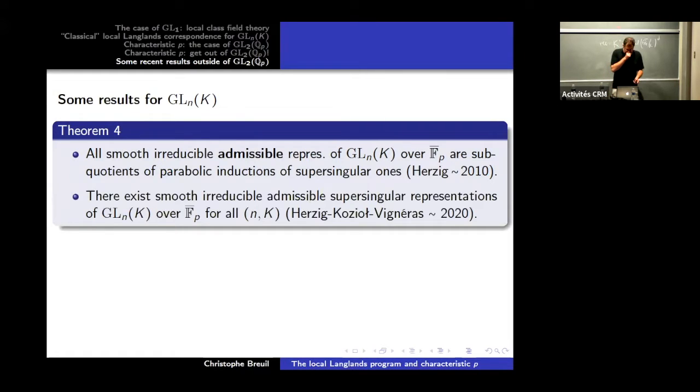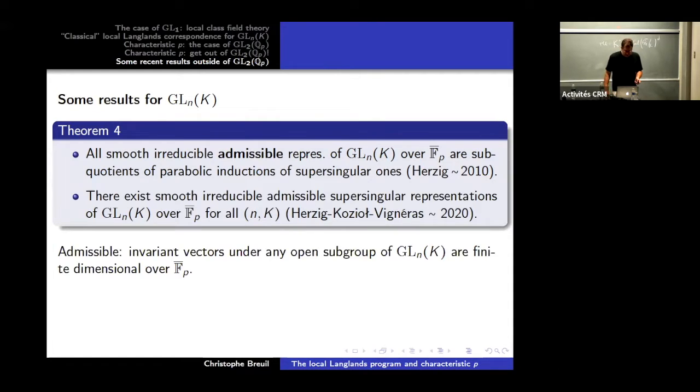There's a second theorem, proved 10 years later by Herzig, Koziol, and Vignéras, which is somehow bad news because it tells you that there exist smooth, irreducible, admissible supersingular representations for all n and K. They do exist, not just for GL_2. Okay, they are there. I'll say a word about their proof.